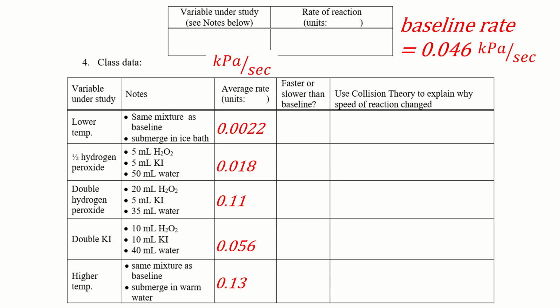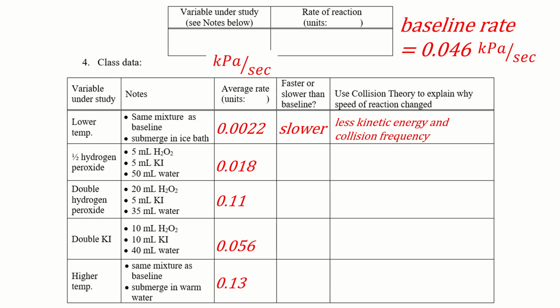Now what we can do is compare these values to the baseline rate. For lower temperature, as you'd expect, if you carry out a reaction at a lower temperature, you're going to have a reaction happening at a slower rate. If you think about collision theory and why that is, what happens when you have a lower temperature is those particles have lower kinetic energy. On top of that, the particles are not going to collide as frequently with each other.